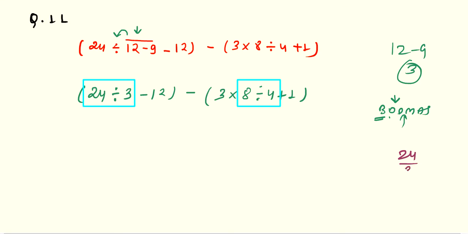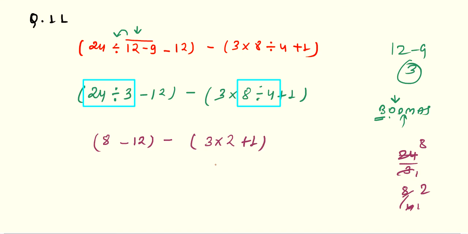So 24 divided by 3: 3 ones are 3, 3 eights are 24. So in place of this you can write 8 minus 12. Then minus, bracket start, 3 into 8 upon 4: 4 ones are 4, 4 twos are 8. So you can write 2 plus 1. After division we are having multiplication, where 3 into 2. So first we will multiply this, and the other data we write as it is. So 8 minus 12 minus 3 into 2 plus 1, bracket close.